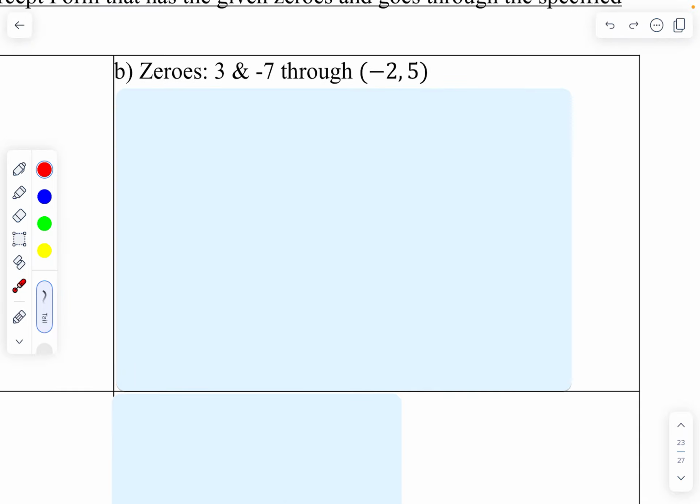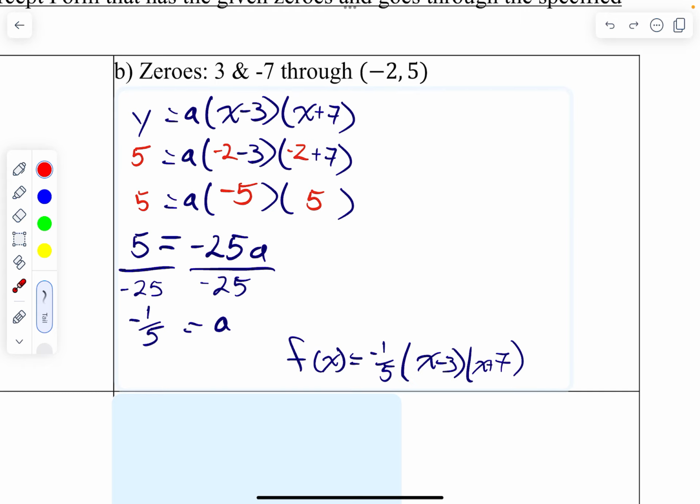The next one, we're going to do the same thing. If my zeros are 3 and -7, I'm going to have x minus 3 and x plus 7. And I'll have that a value there. Then I'll substitute in -2 where x used to be and 5 where y used to be. Now I'm going to evaluate inside the parentheses. -2 minus 3 is -5. -2 plus 7 is +5.